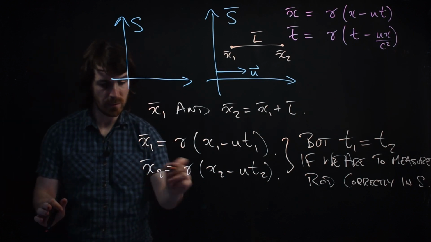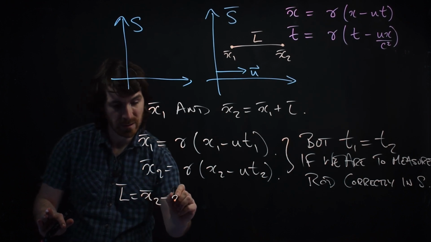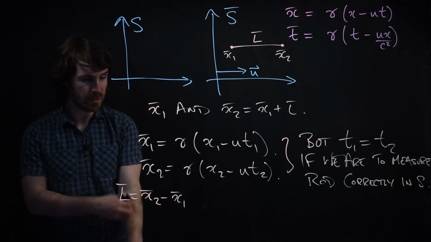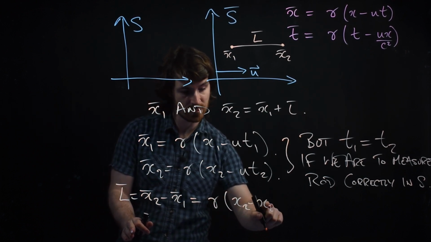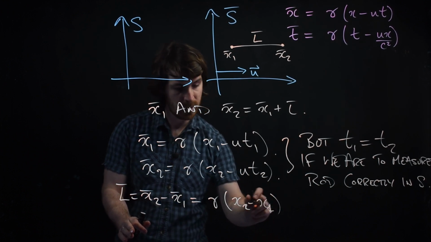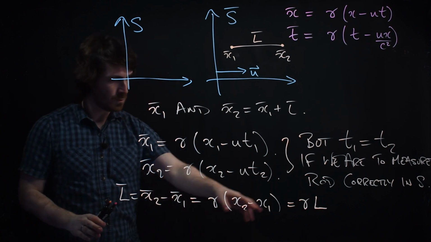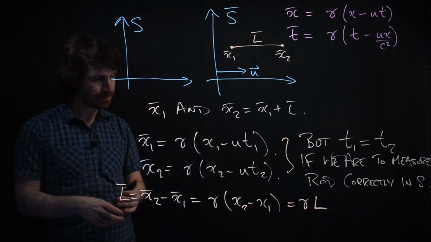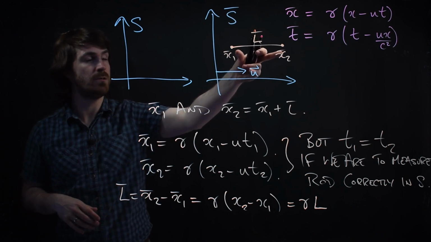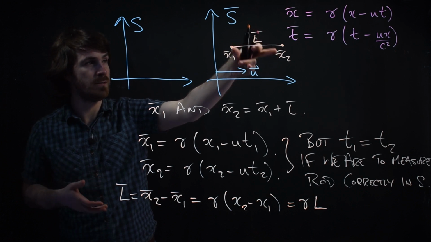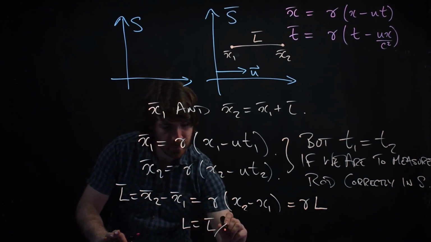So if we set t1 and t2 to be equivalent, then we find the length of the rod, L bar, is x2 bar minus x1 bar. That's the length of the rod according to the observer in S bar, and it equals gamma times (x2 minus x1), of course. So this is gamma times the length of the rod L according to an observer in S. So we find that the length of the rod as observed by someone in S is the length of the rod observed by someone in S bar, L bar, which you can think of as the proper length of the rod, the length measured by someone sitting in the frame of the rod, divided by gamma. So L equals L bar divided by gamma.